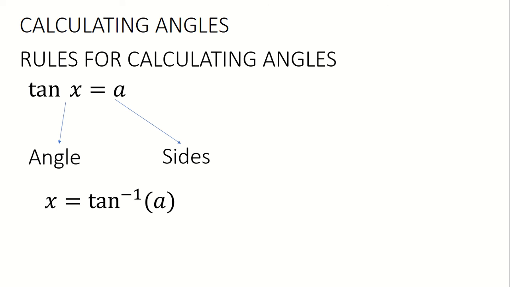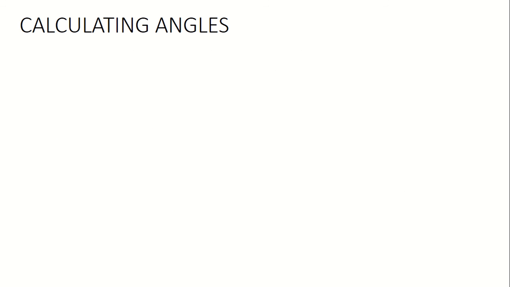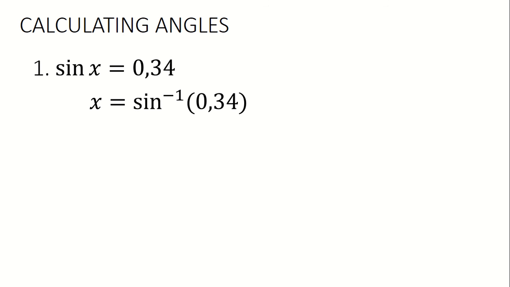In this case, x is equal to the arctan of a. Let's say we have tan x is equal to 1. So x will be equal to arctan of 1, and arctan of 1 will simply be 45. I'm not going to go through it with the calculator. I did show you how to use a calculator. Let's say we have sine x is equal to 0.34. To find x, we will find arc sine of 0.34, which is 19.88 degrees.